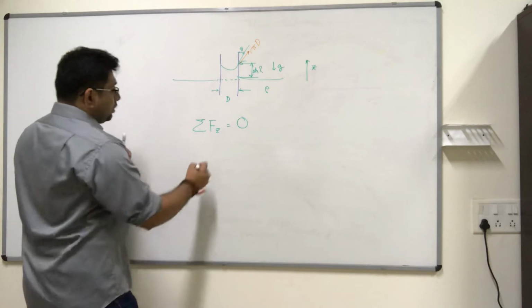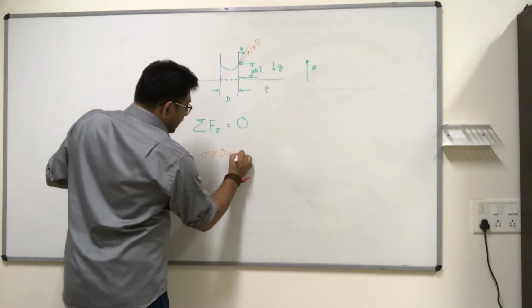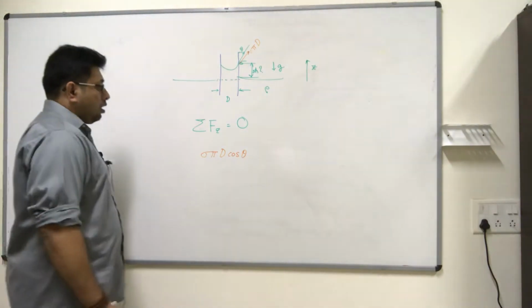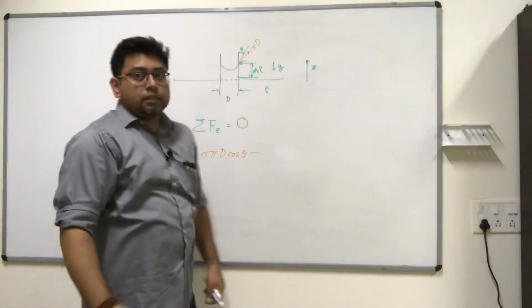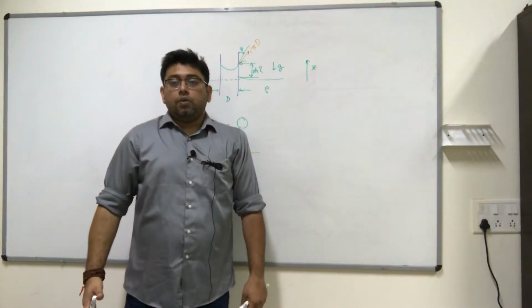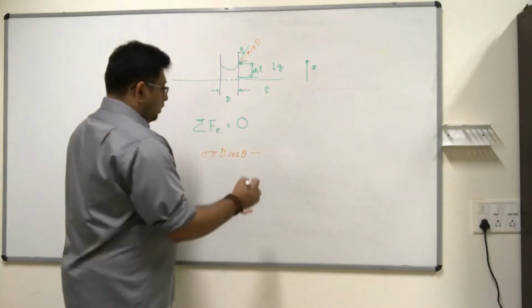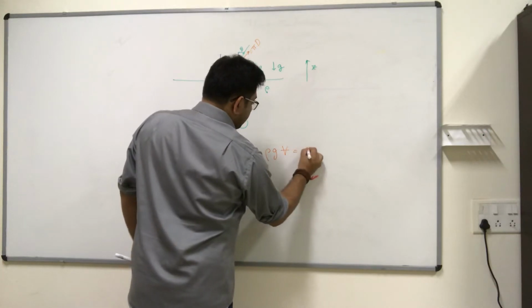So your surface tension contribution is sigma pi d cosine theta. And the other component is balanced by gravity, which is doing what? Which is imparting weight to the fluid. So you have rho g into the volume of the fluid.